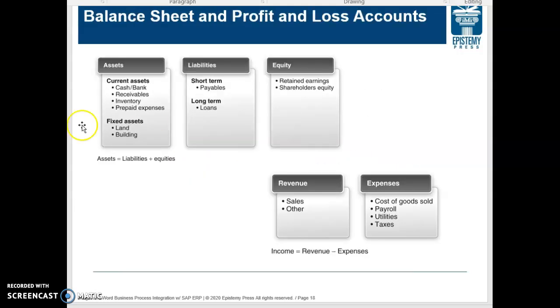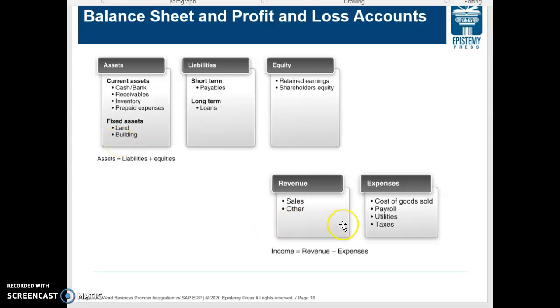So here's all the accounts we need to set up on our general ledger. So we need to set up all our balance sheet accounts. The balance sheet shows what the company owes and what the company owns. So it includes assets, what they own, liabilities, what they owe, and owner's equity, so the owner's share of the company assets. So we need to set up all these individual accounts in our master data.